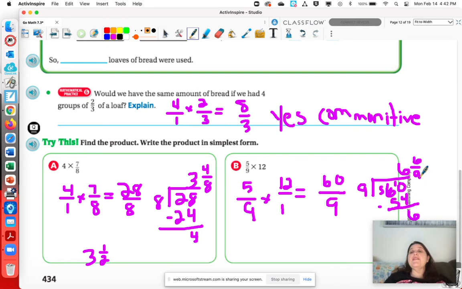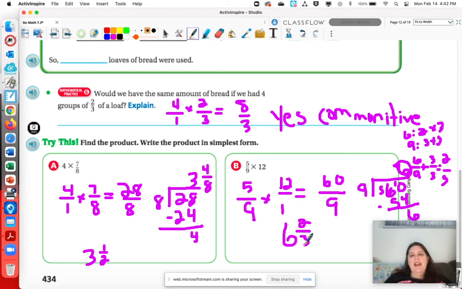6/9. Now these are not both even, but it can be simplified because if I think through my six chart, I know 6 I can make with a 2 and a 3, and my brain's going 3, 3, 3, 3. I know 9 I can do a 3 and a 3. So to simplify this, I need to divide the top and the bottom by 3. So this is going to be a 2/3. So my whole answer, don't forget about your big number here, your 6, should be 6 2/3. I see that a lot on a test. Kids will simplify and forget to write that.